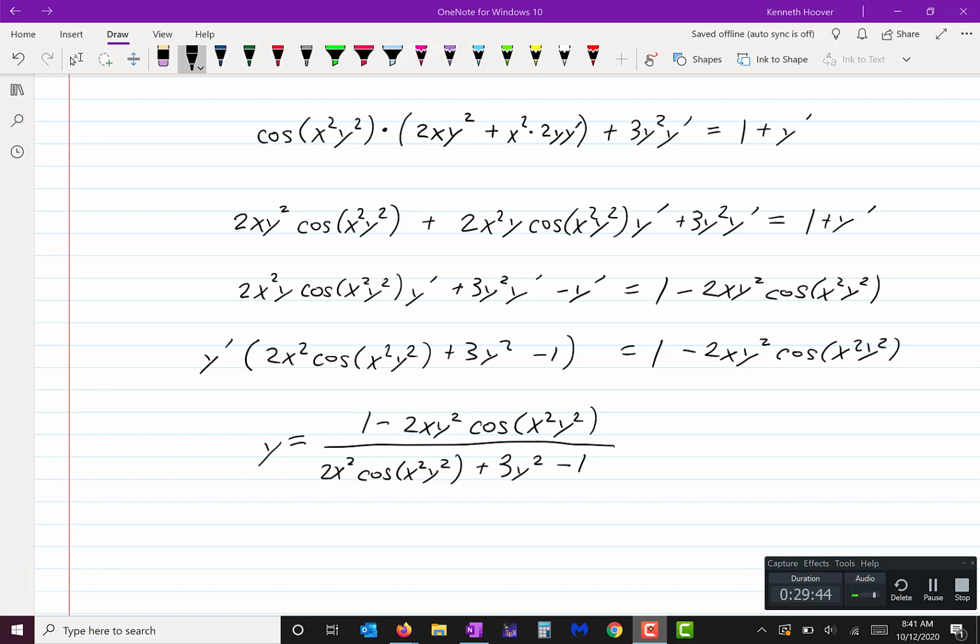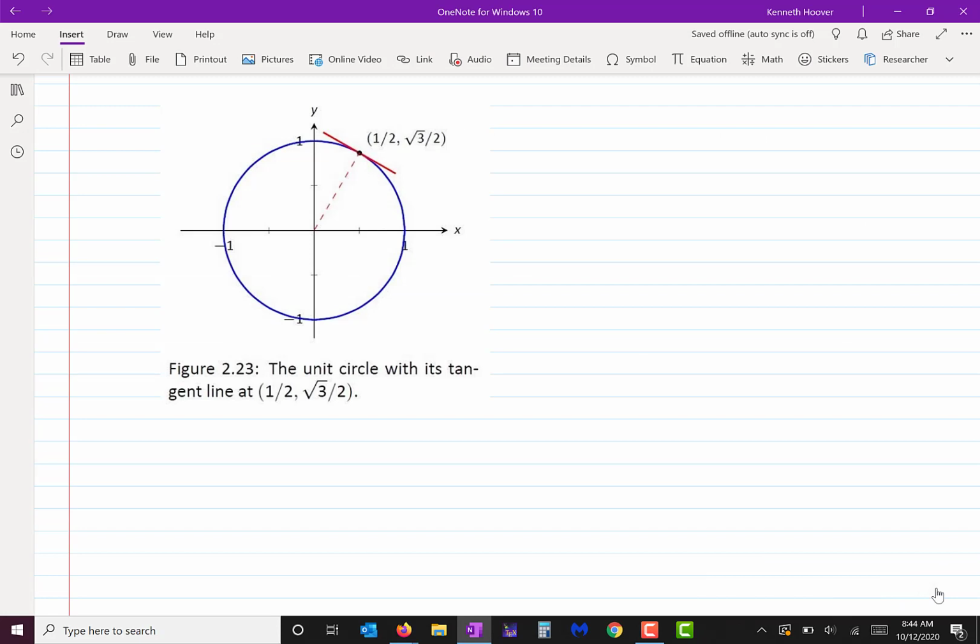Let's do one more question. I'm going to import a picture from the book. Okay, there we have the unit circle with the tangent line at the point 1/2 comma root 3 over 2. And what we want to do here is find the equation of that tangent line.